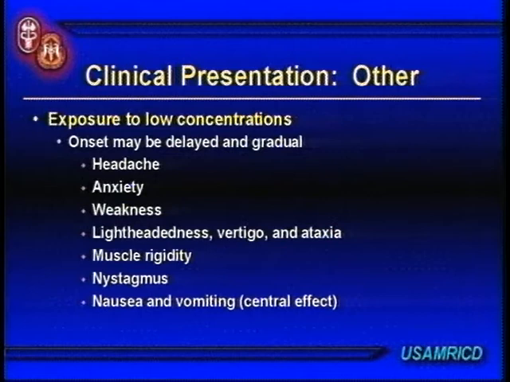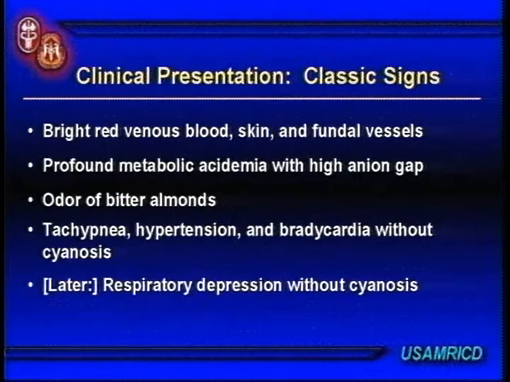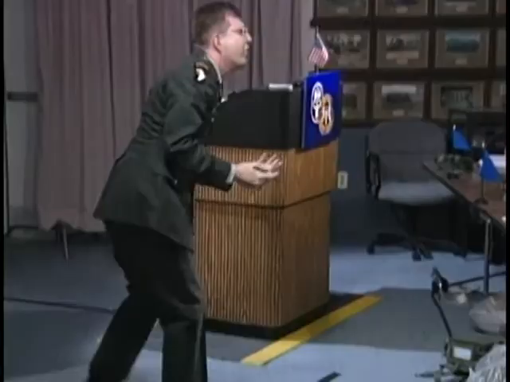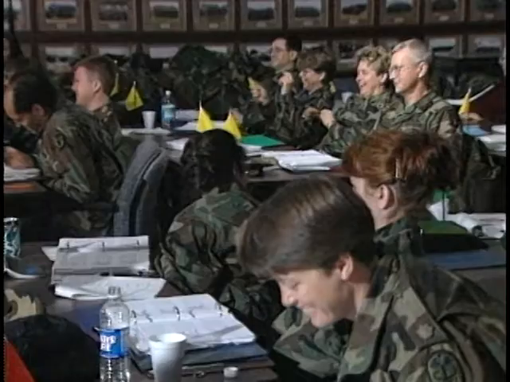And some that you might expect to find on the battlefield anyway. So, the classic signs. Somebody who has, you look inside their fundi, they have veins that are the same color as their arteries. Well, that's one sign. You know, the skin, the profound metabolic acidosis, the odor, if you can detect that. But the patient himself or herself is going to have this transient hypertension, this transient tachypnea as well. And, you know, it's a patient that goes, and within a few minutes, it's all over. Now, what does that remind you?